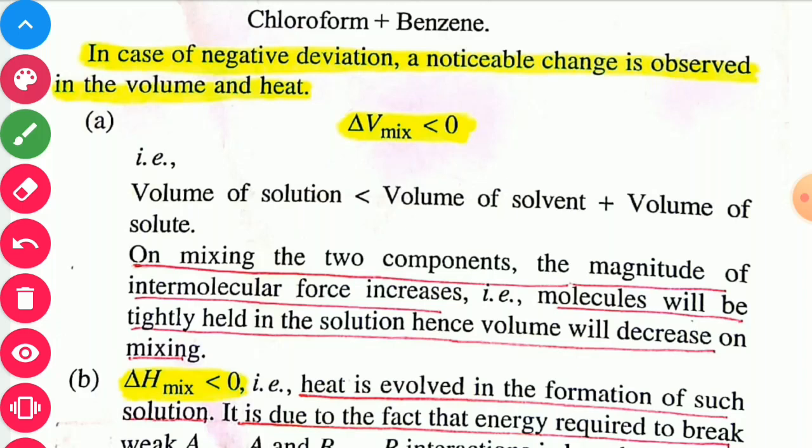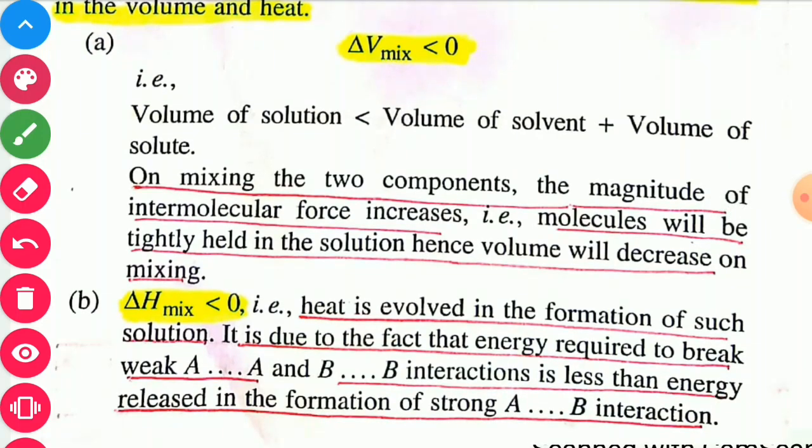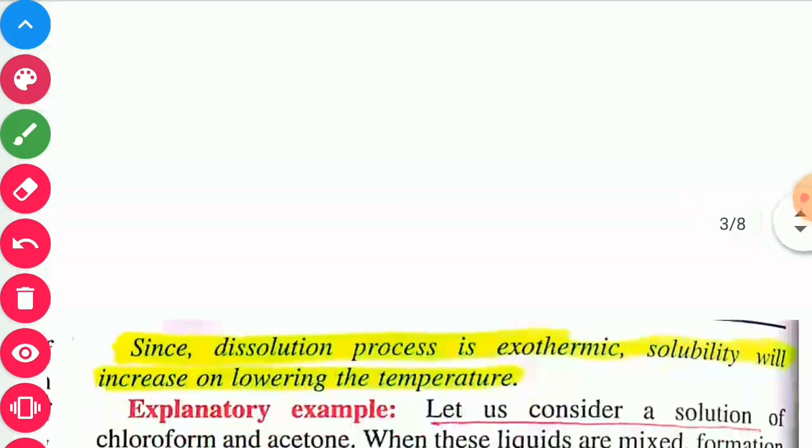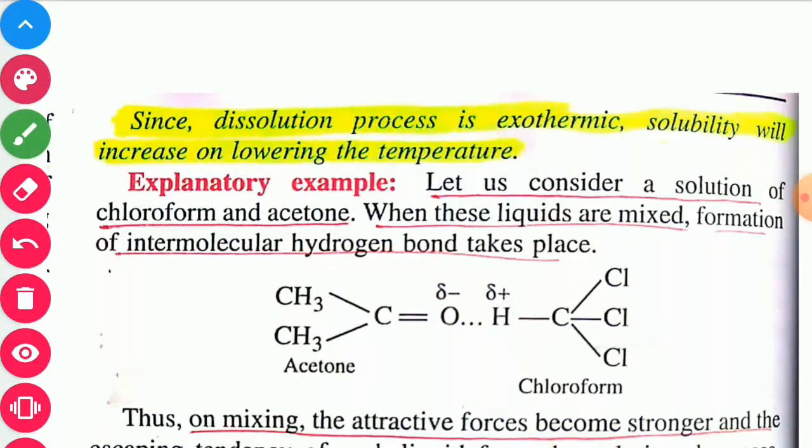Second point, change in enthalpy of mixing is less than 0, that is, heat is evolved in the formation of such a solution. It is due to the fact that the energy required to break weak AA interaction and BB interaction is less as compared to the energy released in the formation of strong AB interaction. Since the dissolution process is exothermic, solubility will be increased on lowering the temperature.